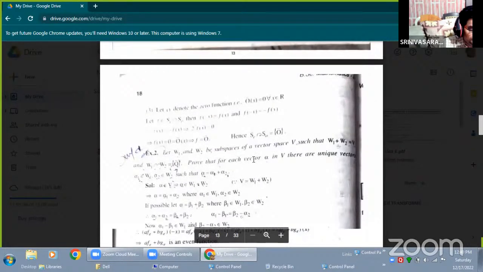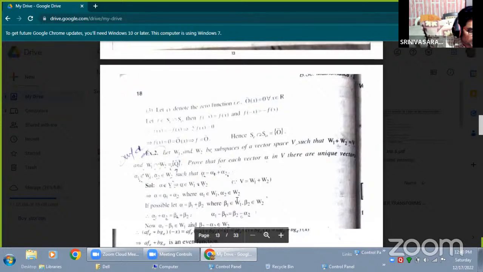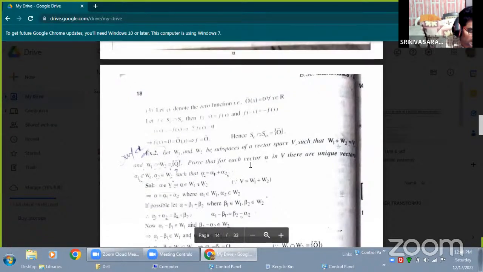Let W1, W2 be subspaces of a vector space. The sum of the subspaces must be equal to the vector space, and the intersection of the subspaces is the zero vector. Now, these problems are also seen and referred to in your textbook.